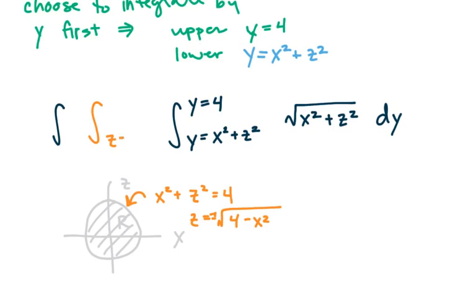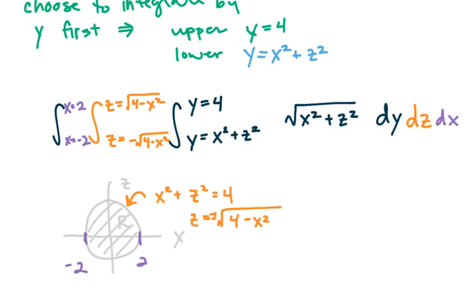So my z bounds, I'm actually going to give myself a little more space. I have z equals negative square root of 4 minus x squared, and then z equals positive square root of 4 minus x squared. So that means dz is next. And then my x's are between negative 2 and positive 2. So I've got x equals negative 2 and x equals positive 2, dx. So that's my setup here.